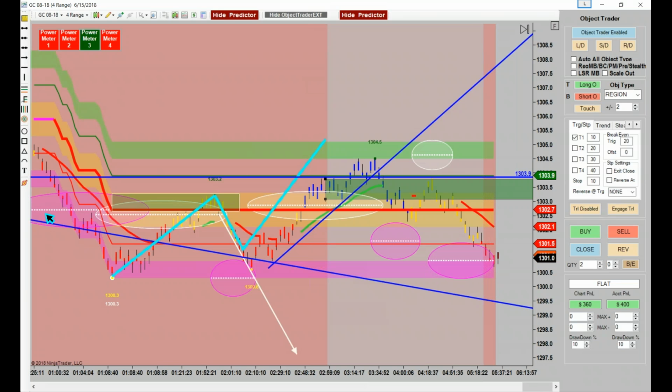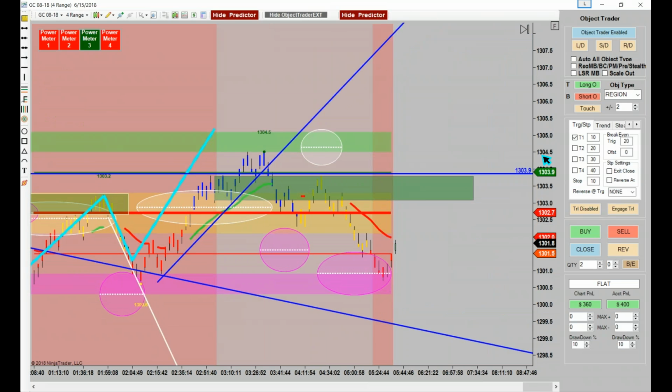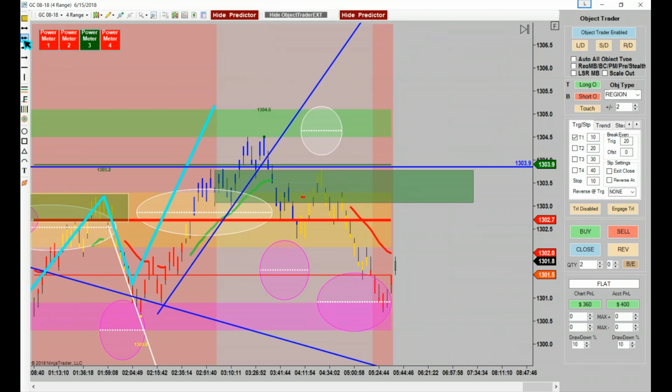Okay, we got a red background. What do y'all think? Let's see if we can get a trade. All right, let's diagnose our chart. We've got a trend line we could draw.